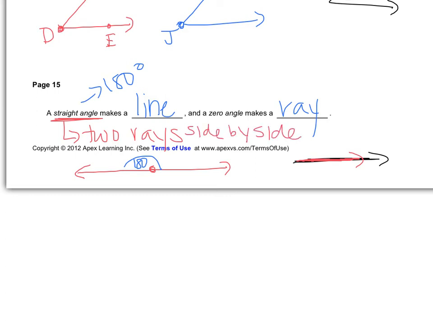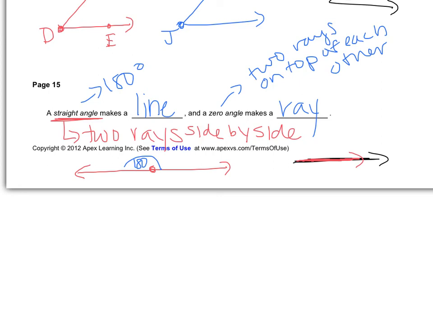A zero angle is made from 2 rays on top of each other. And really, it's just a zero angle. It's 0 degrees, because there's no angle in between them since they're laying on top of each other.